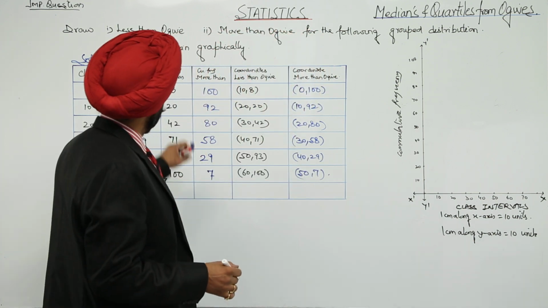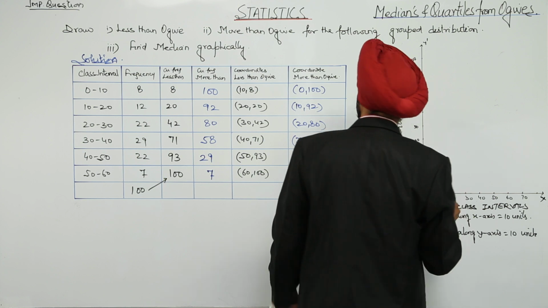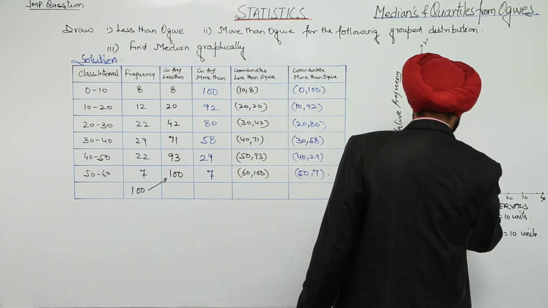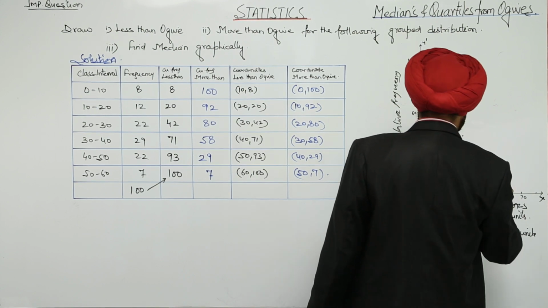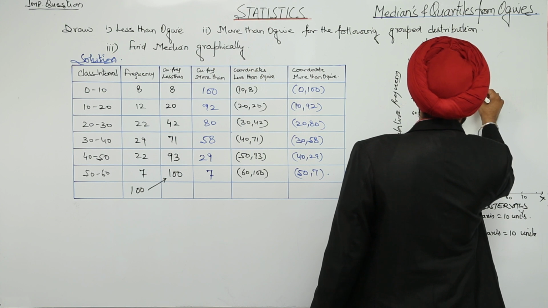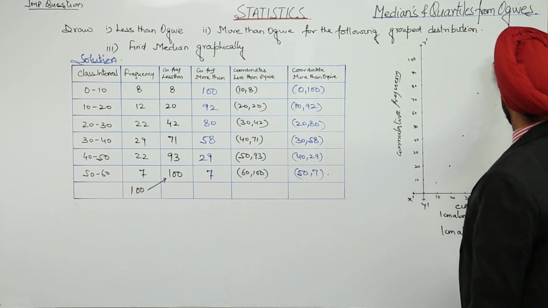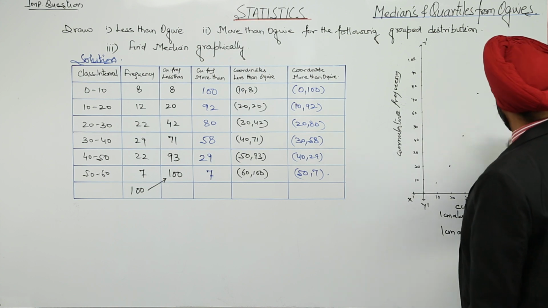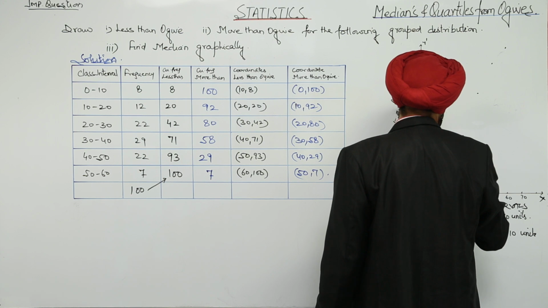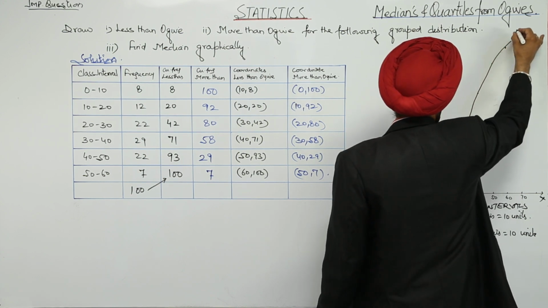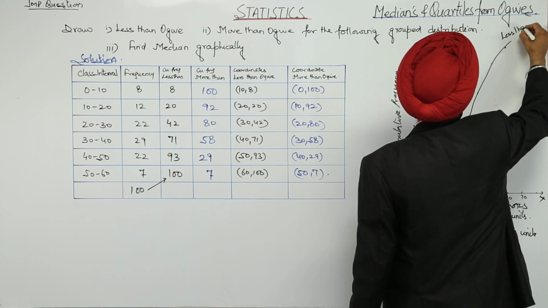Okay, now let us start plotting. First of all, for less than: 10 with 8, 20 with 20, 30 with 42, 40 with 71, then 50 with 93 and 60 with 100. Join these free handed. So, this becomes the less than ogive.